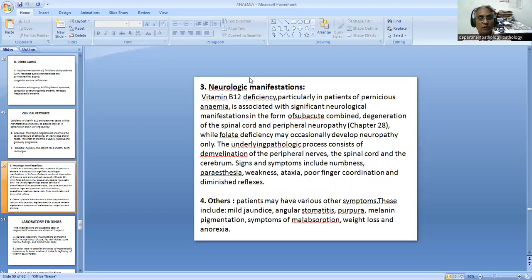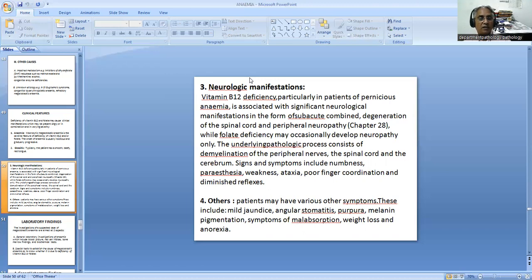Then there are neurological manifestations. Vitamin B12 deficiency, particularly in the patients of pernicious anemia, is associated with significant neurological manifestations, which are in the form of subacute combined degeneration of the spinal cord and peripheral neuropathy, while folate deficiency may occasionally develop neuropathy only. The underlying pathological process consists of demyelination of the peripheral nerves, the spinal cord, and the cerebrum. Signs and symptoms include numbness, paresthesia, weakness, ataxia, poor finger coordination, and diminished reflexes.